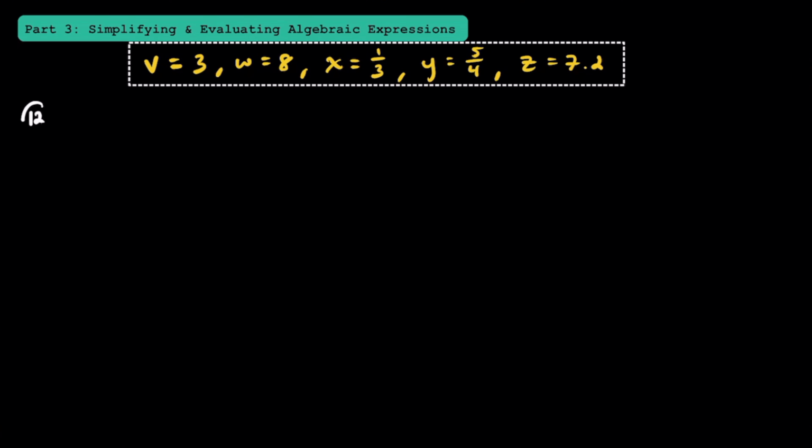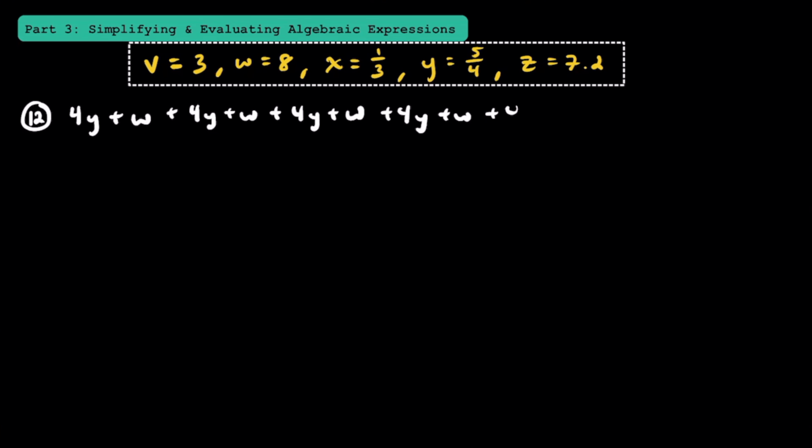Let's try number 12. We have 4y plus w plus 4y plus w plus 4y plus w plus 4y plus w plus 4y plus w. Since it would be really tedious to plug in the values for y and w right now, let's see if we can simplify this expression a bit first. Notice this 4y plus w keeps on repeating itself a total of 5 different times. Since there's 5 groups of this 4y plus w, we can write 5 times the quantity of 4y plus w.